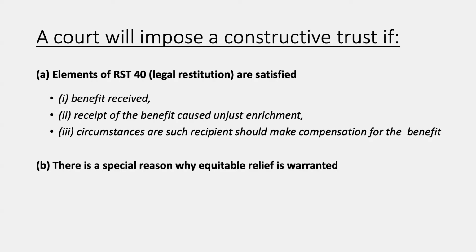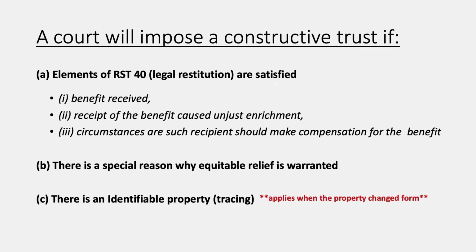Two, if there's a special reason why equitable relief is warranted, not just legal restitution, right? So we want some actual in personam order, not just money damages. And then three, in some cases, we have to go into this issue, which is, well, is there an identifiable property that we can even put a constructive trust over? And this is kind of what we call tracing. The third element here will only really apply when the property has changed form.